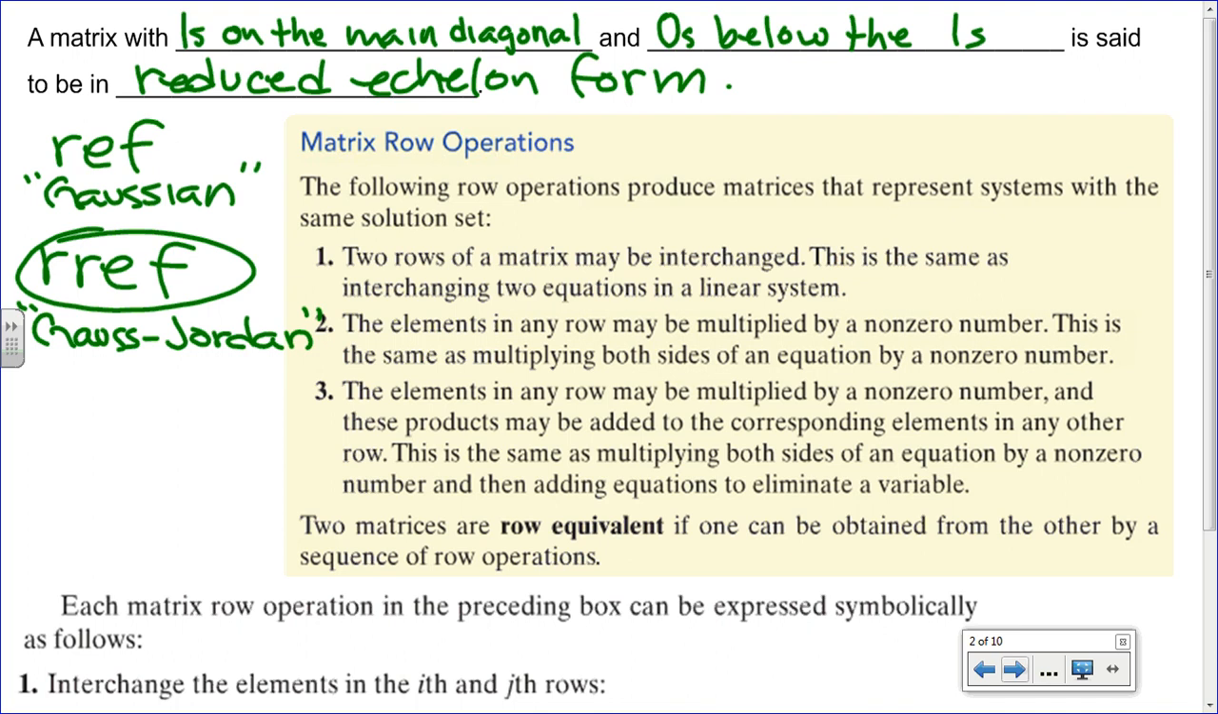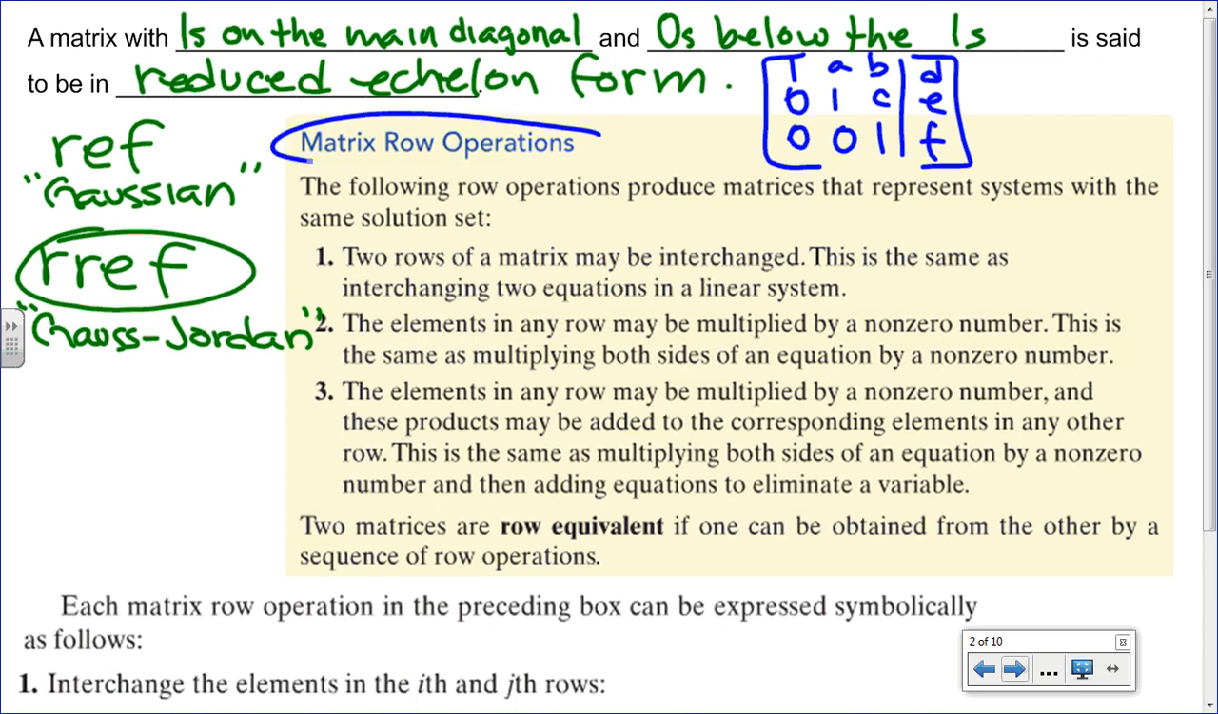So what we're going to be doing is to accomplish that, to have our matrix in that form. So remember, ones in the main diagonal, zeros below the ones, and then here we can have any numbers, so I'm just going to put letters. And so to accomplish that, what we're going to do is use the matrix row operations. And the following row operations produce matrices that represent systems with the same solution set.